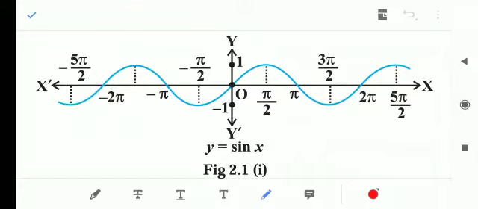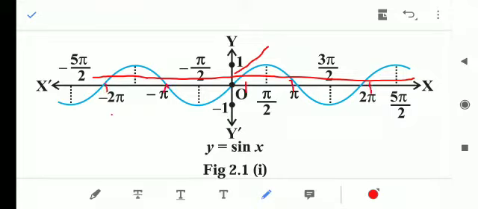Just for the sake of convenience, if we are plotting a line parallel to the x-axis, you can see this line is intersecting at many points. So for one value of y, you are getting more than one value of x. So for these values of x, we'll get one value of y. It means different values in the domain have the same image. So this function is not 1-1.